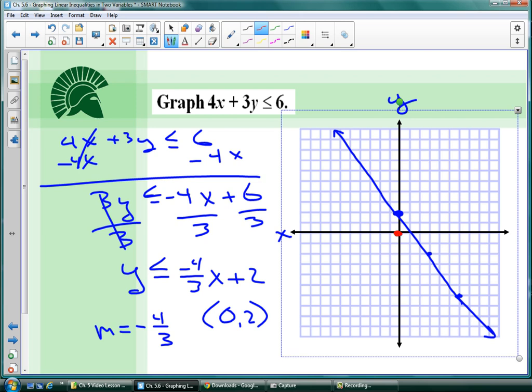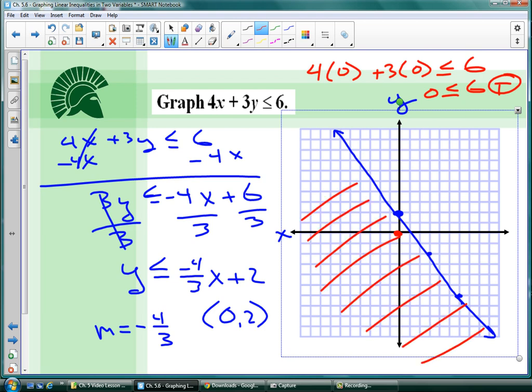So when I plug that into the original, I get 4 times 0 plus 3 times 0 is less than or equal to 6. 0 plus 0 is 0, less than or equal to 6. That's a true statement. It's always a true statement. That means I shade on the side that's true. So since my 0, 0 is on that side, I'm shading on this half plane. I shade that half plane.